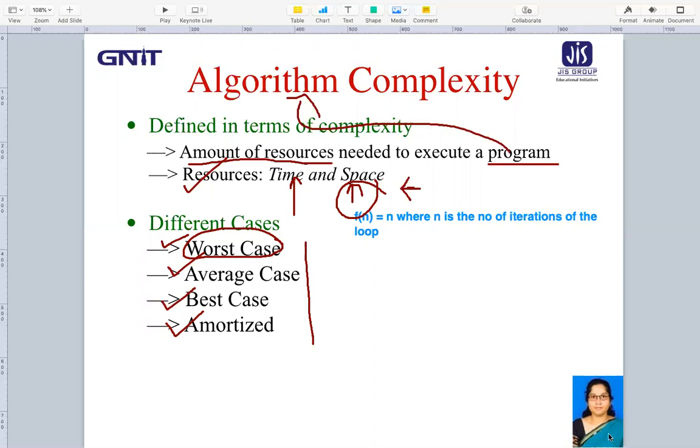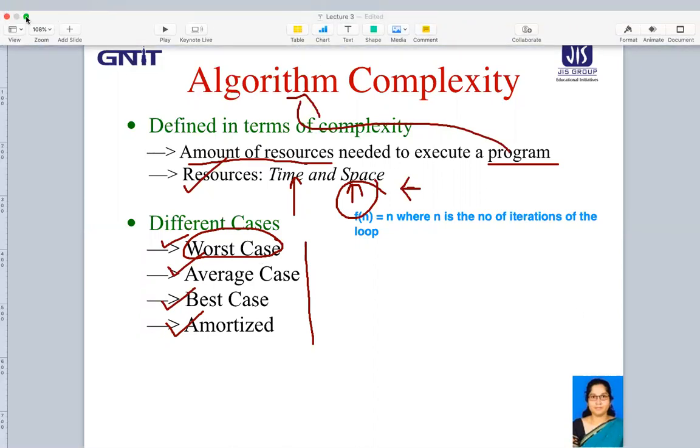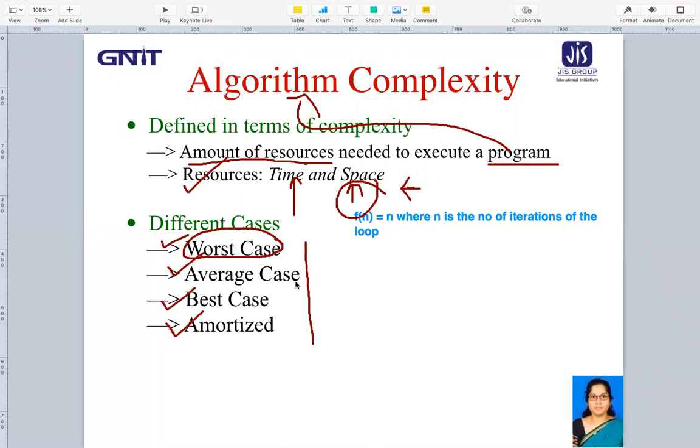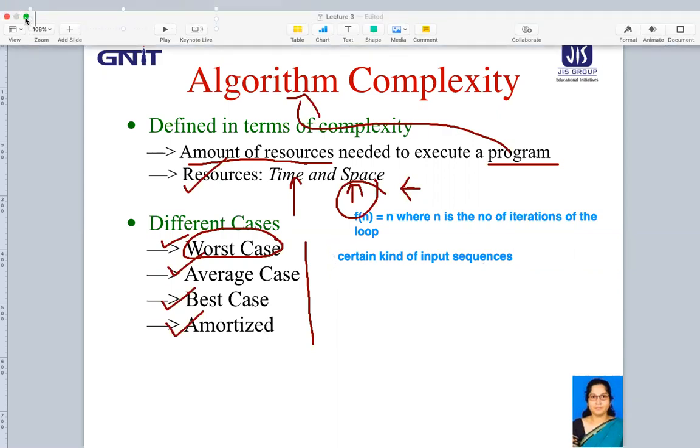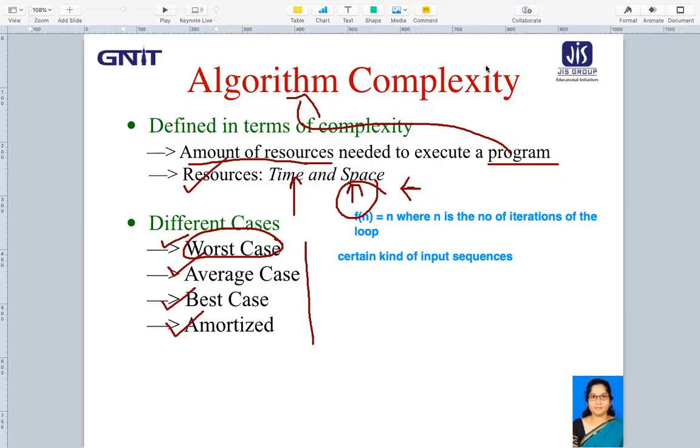Now, what is meant by the worst case complexity? The worst case complexity for a program arises when, we should remember that all these cases arise because of the input sequence. Certain kinds of input sequences result in the different cases which we are seeing here. So first, let me talk about how we can do this. What is the worst case?